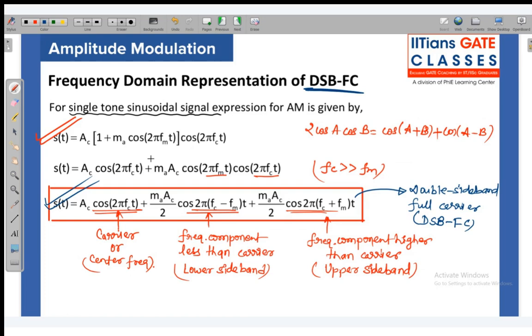On the basis of this, we understood that in amplitude modulation we have three types of signal: the carrier signal, the upper sideband, and the lower sideband. Upper sidebands are those terms which have frequency higher than the carrier frequency. Lower sidebands are terms which have frequency less than the carrier frequency. Amplitude modulation is also known as double sideband full carrier, because when we transmit AM, we transmit the carrier and two sidebands, all three components together.